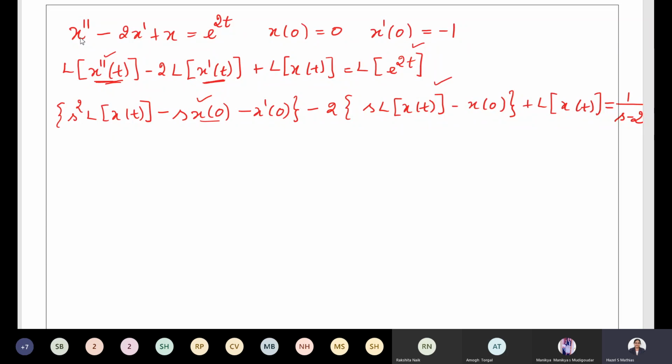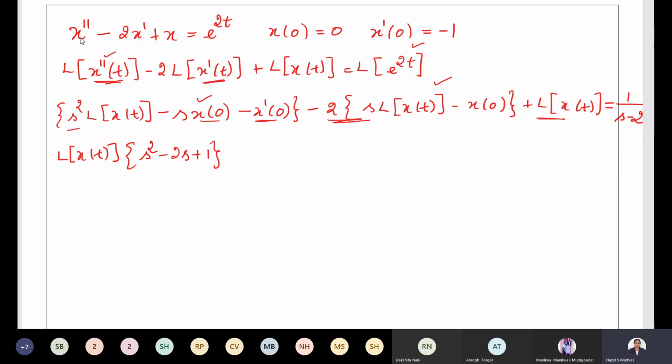Double dash, so s square, then go on decreasing. One term you should have without s, then stop. Now find the coefficients of the Laplace transform of x of t. What are the coefficients? So here the first coefficient is s square. Next coefficient here you have minus 2s. Then what is the third coefficient? It is 1, ma'am. Plus 1. Very good.